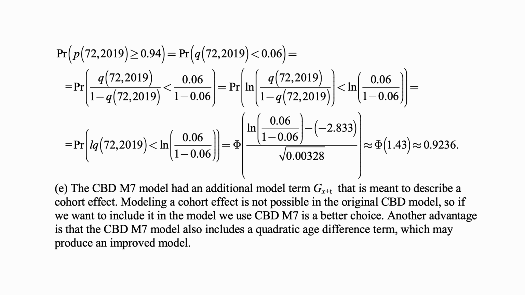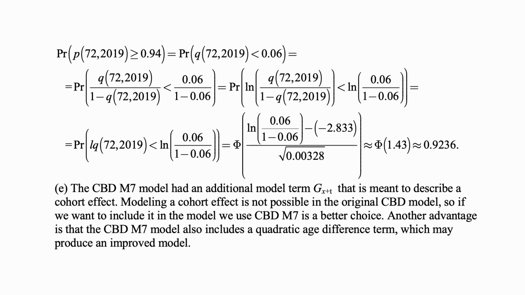Now, for part E, the CBD M7 model has an additional model term, G subscript x plus t, that is meant to describe a cohort effect. Cohort effect is the situation where people born in different cohorts at a specific time have variations in their mortality that are not part of the long-term trend we're studying. They're just random within the cohorts.